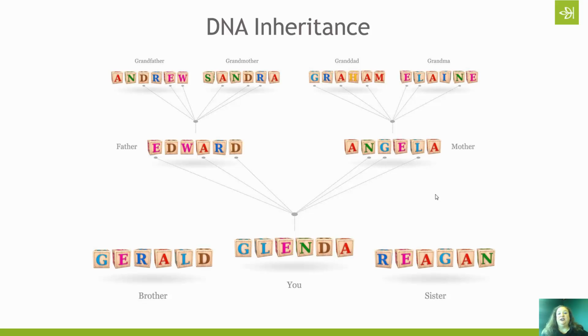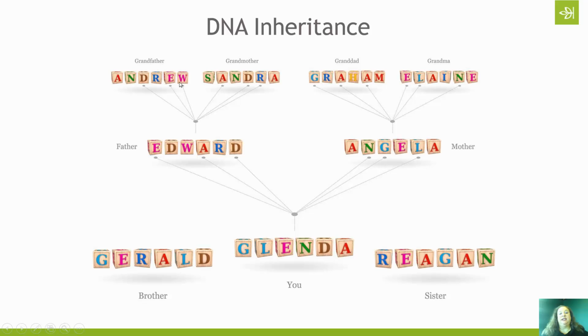Before we can do that, you need to understand a little bit about how DNA is inherited. So I have a simple example here on the screen that will help explain this. We're going to look across the top line here. You have 2 sets of grandparents, everyone does, and your one set of grandparents are Andrew and Sandra, and your other set of grandparents are Graham and Elaine. Now, each of us get 50% of our DNA from our father and 50% of our DNA from our mother. So conveniently, they each have 6 letters in their name so that they can pass on half of that.